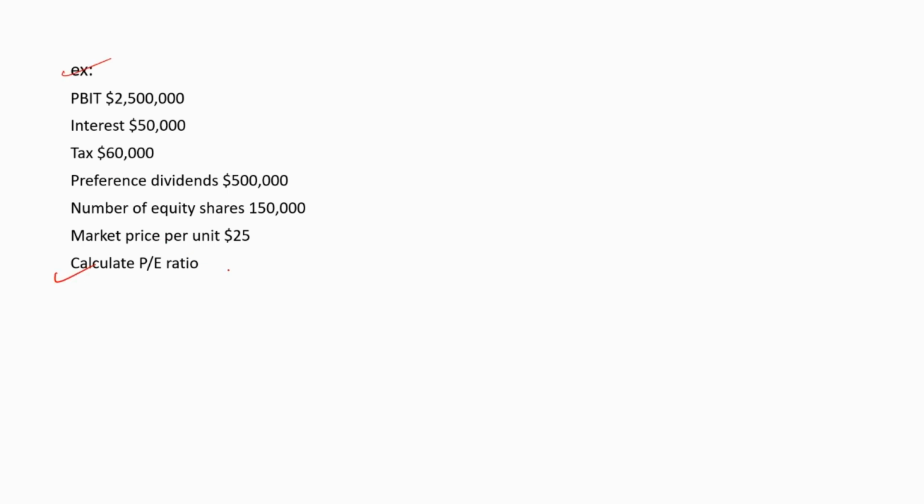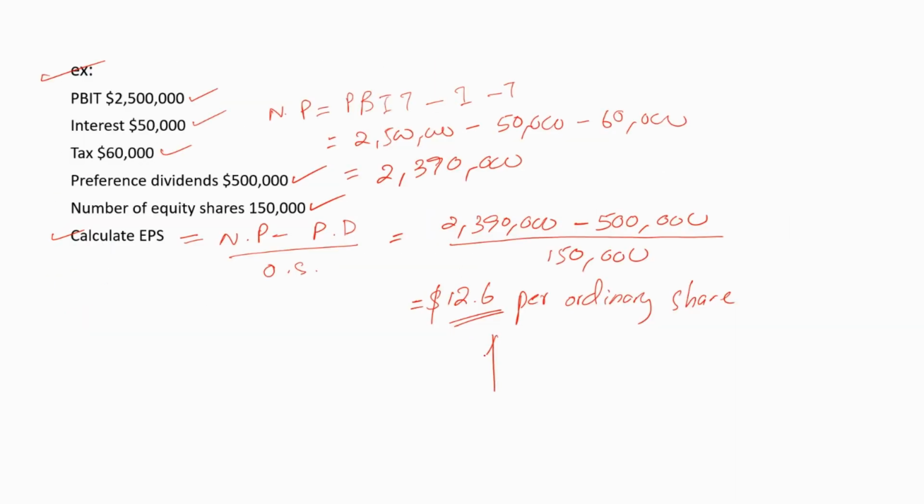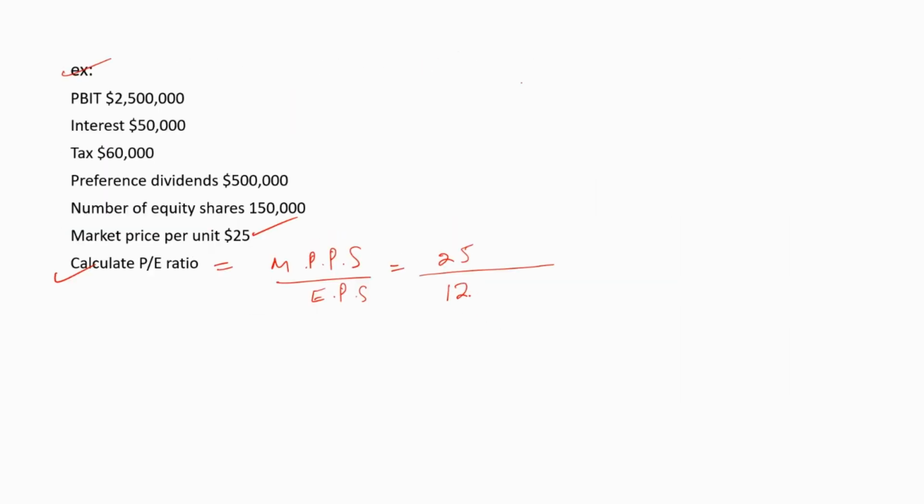We have to calculate the PE ratio. PE ratio is equal to market price per share divided by the earnings per share. So what is the market price per share? They have given us the market price per share, $25 per share. What is the earnings per share? This is the same example as before. So the earnings per share is equal to $12.6 per ordinary share. So this is equal to $1.98.